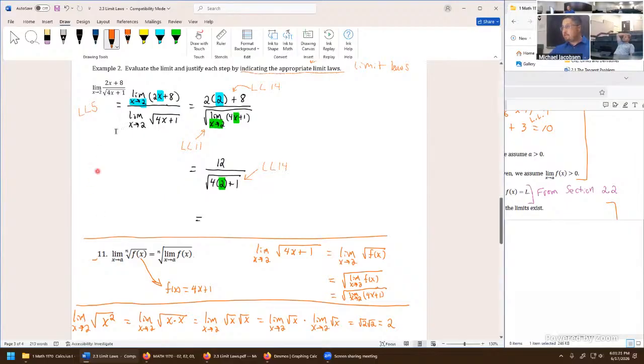Okay, well, we've broken this one apart. We have the limit of the numerator divided by the limit of the denominator. We used limit law number 11 because we had some generic function, not just x itself. Then finally, down here, all we're doing is just a bit of algebra. We have 12 divided by 4 times 2 plus 1 is 9, so this is square root 9. That means that's 12 divided by 3. And so the whole result is just 4 altogether.